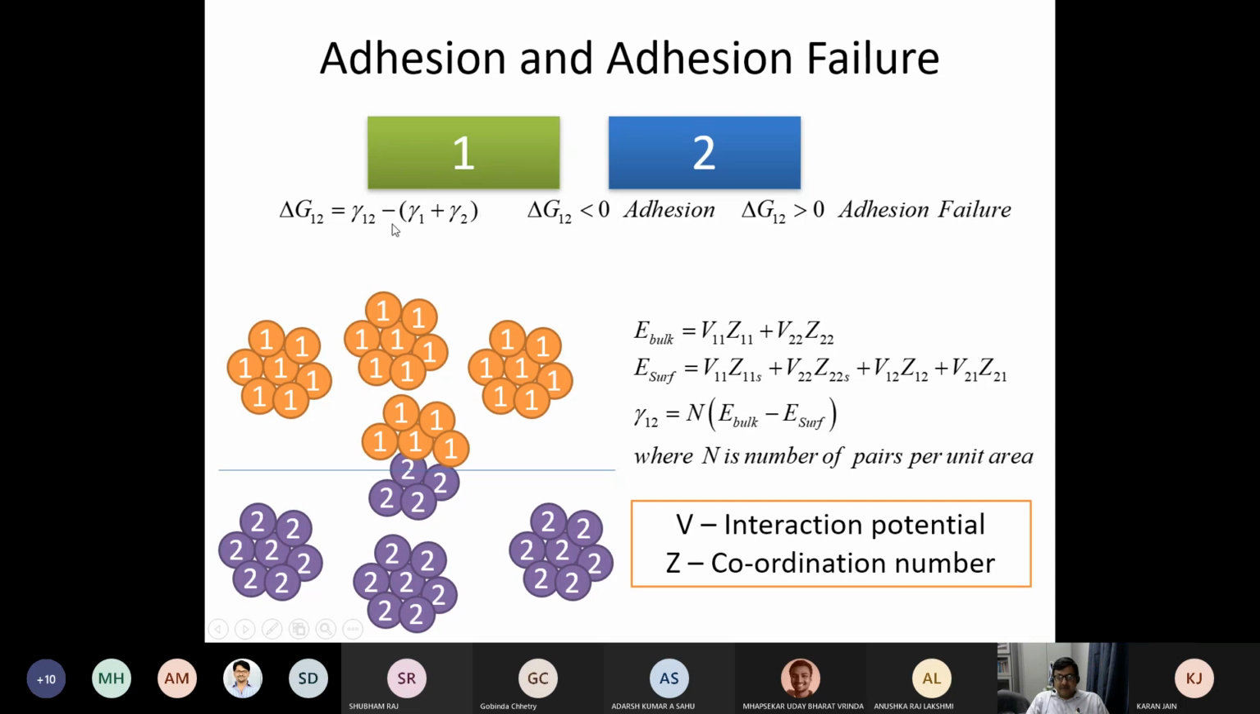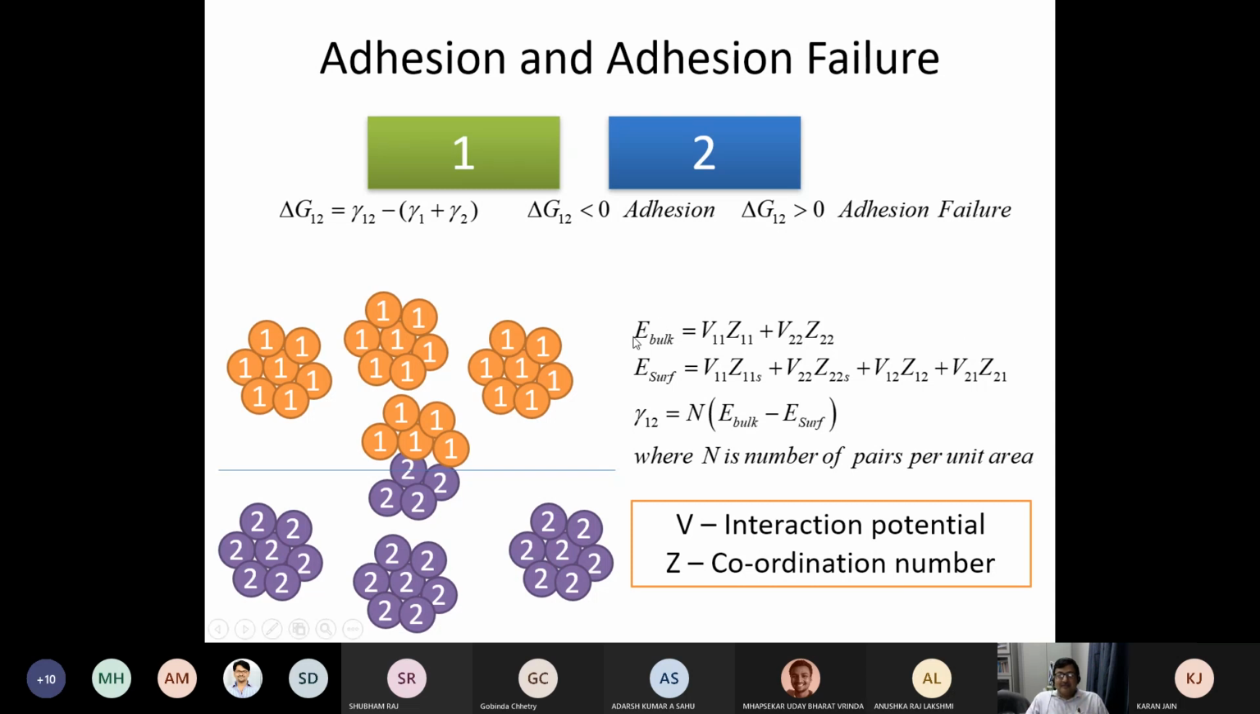The difference, gamma 1,2 minus gamma 1 plus gamma 2, is delta G. If delta G is negative, then it is a spontaneous adhesion. If delta G is positive, then it is an adhesion failure. They are not going to adhere to each other. Sorry, they may stay with each other, but they will not adhere to each other. How do I calculate that?